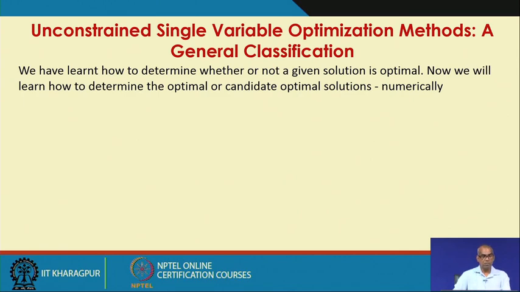In previous weeks, we have learned how to determine whether or not a given solution is optimal. So, given a problem and given a solution, we are now able to determine whether the given solution is optimal or not. We can do that by the application of conditions of optimality. Now, we will learn how to determine the optimal or the candidate optimal solutions numerically.